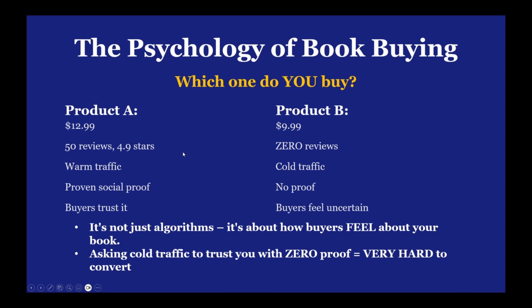Say, for example, you have two very similar books. One costs $12.99 and the other costs $9.99. The $12.99 book has 50 reviews with an average of 4.9 stars, and the other book that costs $9.99 has zero reviews. In this case, product A already has a lot of social proof, because obviously people bought it and then left reviews. So simply put, buyers will trust this book a lot more compared to the cheaper product.